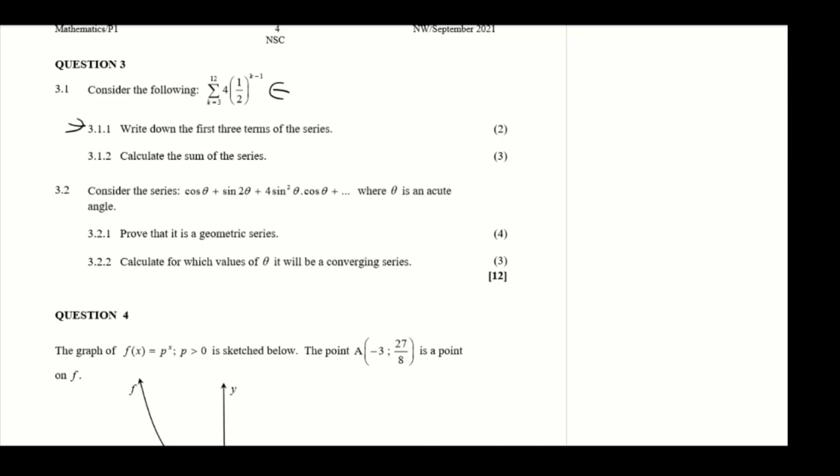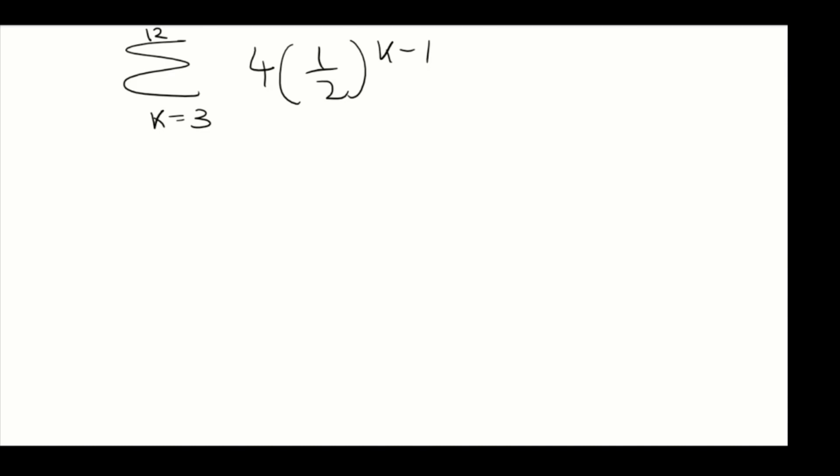3.1.1, we are asked to write down the first three terms of the series. So the first thing we're going to do is write our sum. We are given our sum, which is 12 at the top and k equals 3, so it's 4 into 1 over 2 to the power of k minus 1. To find the first three terms of the sum, when k starts at 3, we're going to substitute into this problem here.